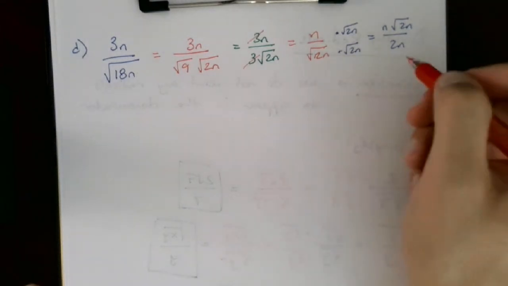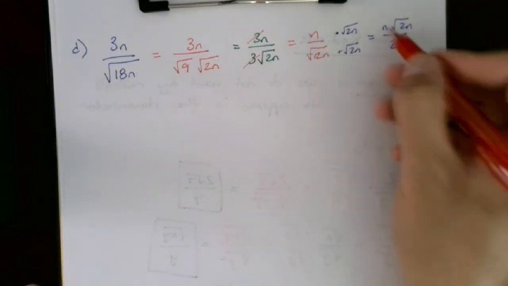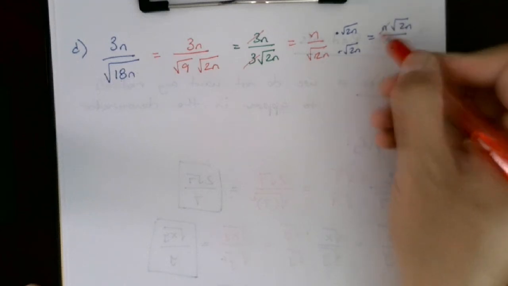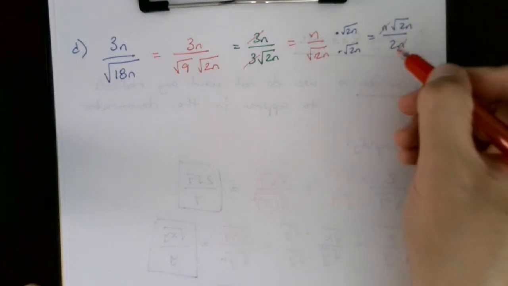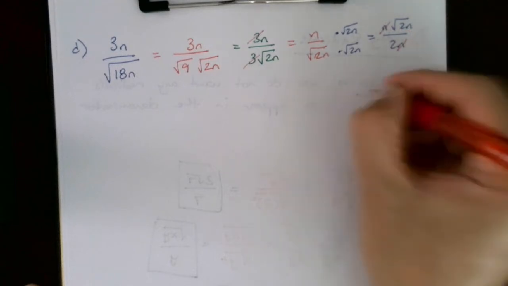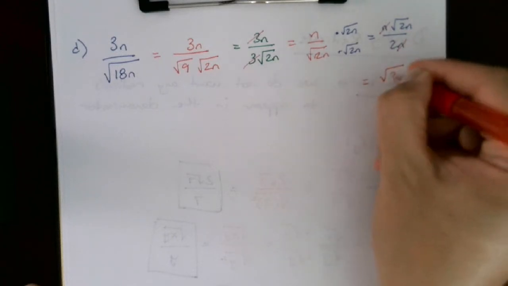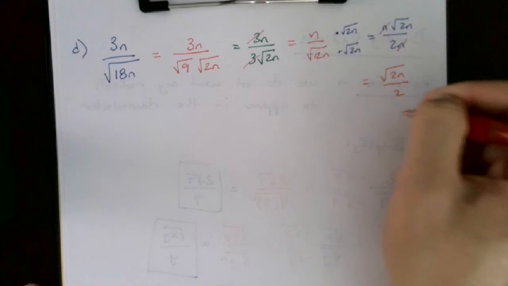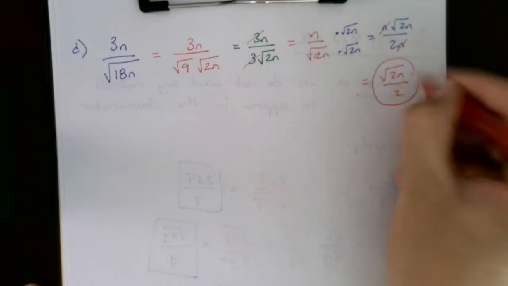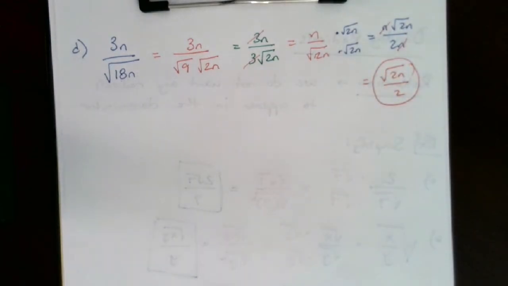And then you may recognize here that these n's can cancel now because they're both outside of the root, so those n's will cancel out. You can't cancel this 2 with this 2 because this 2 is inside of the root. So this ends up being the square root of 2n all over 2. And then you have it there.